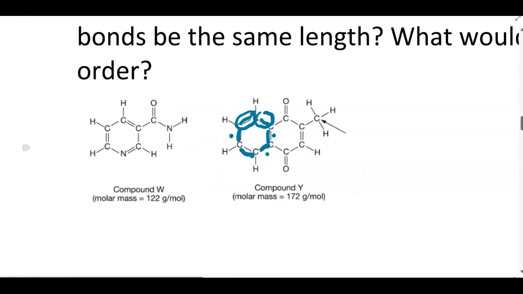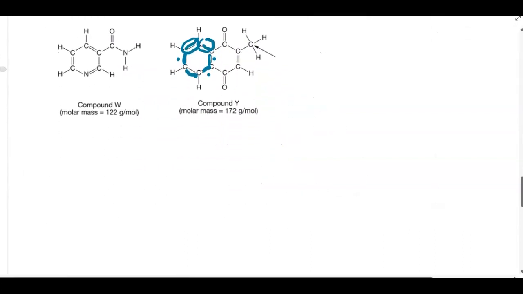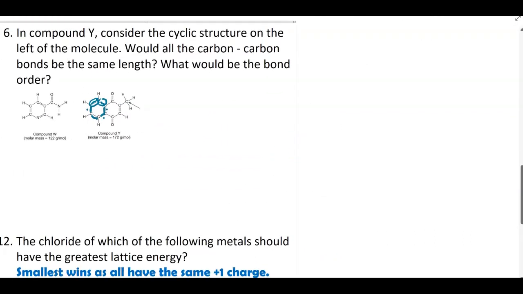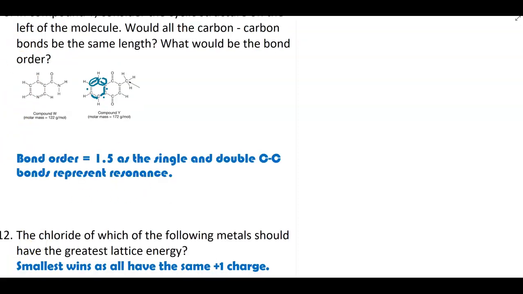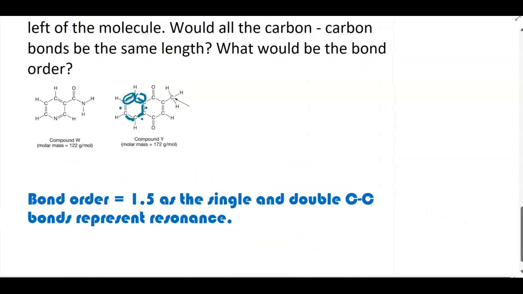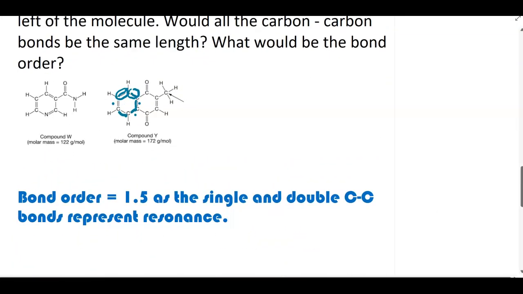How do we know all the bonds are the same length? Because they're identical things bonding. I thought I put an answer there and it disappeared, but the answer is the bond order would be 1.5. Something happened to my answer that I had right there, so I'll put it back in. The bond order is 1.5 as the single and double bonds resonate. The order of single is 1, the order of double is 2, and so each of those bonds would be a 1.5 order.